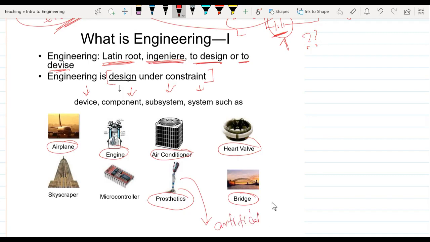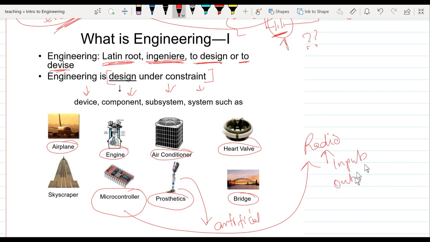This cannot be made by a layman. So we either have engineers or laymen or technicians. A prosthetic is designed and made by an engineer. Then there are microcontrollers. These are small computers that run in gadgets. If you have a radio, it is like a typical computer that has some inputs and some outputs. You tune which station you want to hear, and it gives you audible sounds. There are microcontrollers inside that receive instructions and give you output. So this is a product of an engineer.